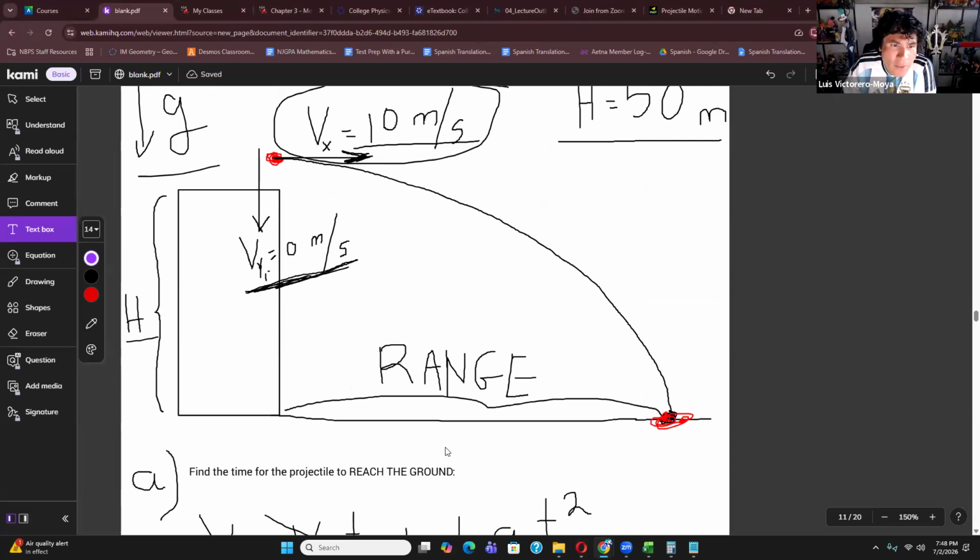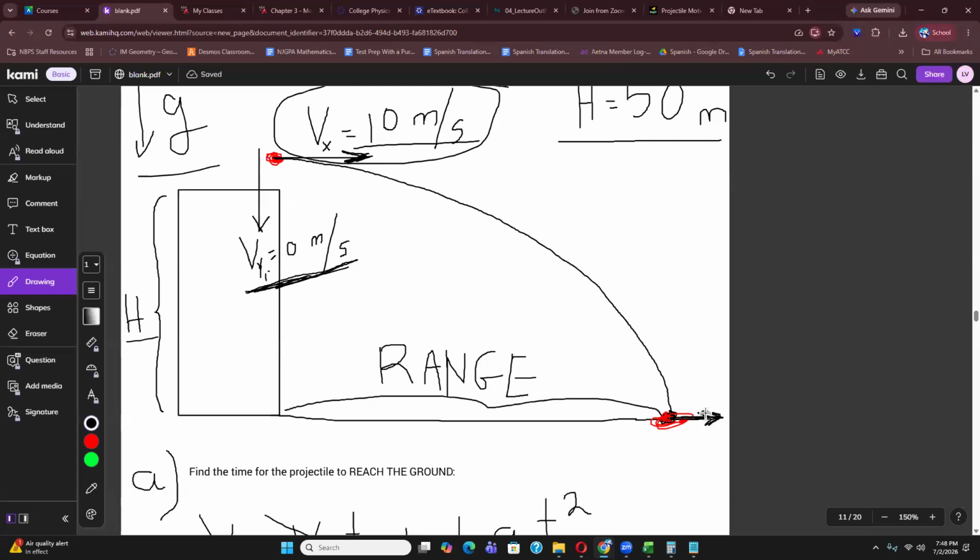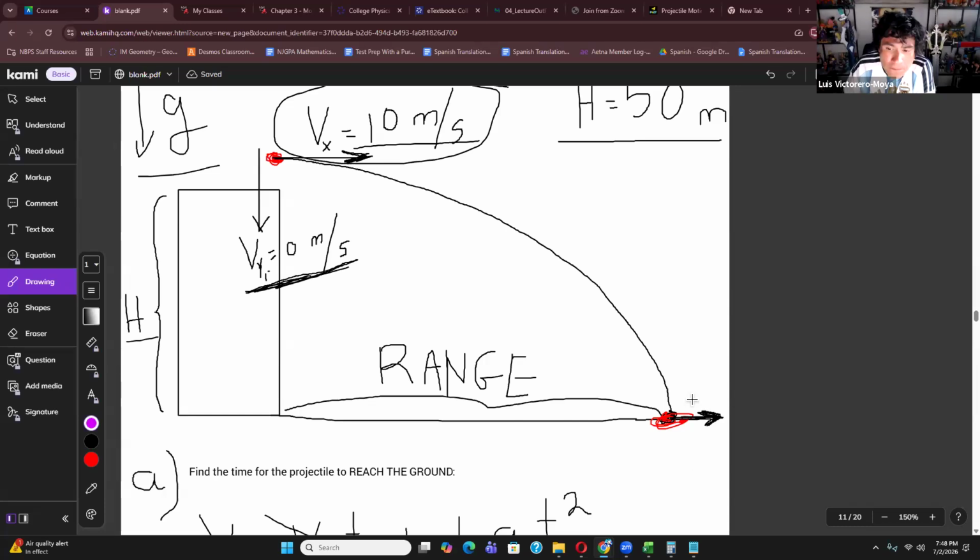Let's start with something simple. What's the horizontal velocity here? 10 meters a second. How much? 10. Yeah, because it's constant.